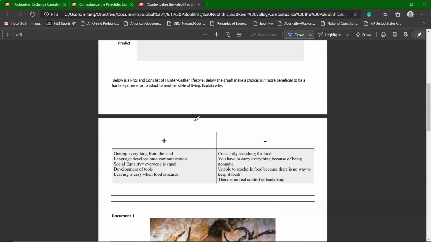The next one is basically a pros and cons list. So this is the pros, and here's the cons. Based on this list I made for you, you're going to answer this question, right? If you were a hunter-gatherer, do you think it's more beneficial to stay as a hunter-gatherer, or do you think it's better to adapt to a different style of living? And you need to explain why. So you should be doing that here, okay?